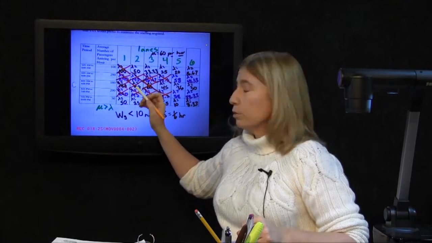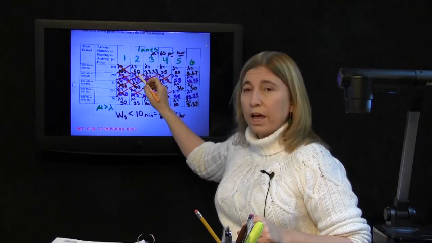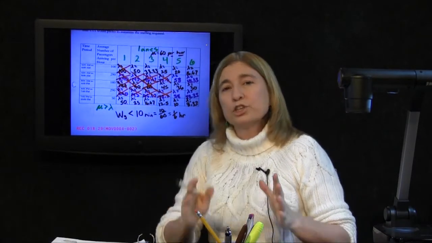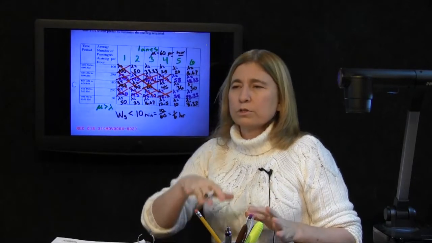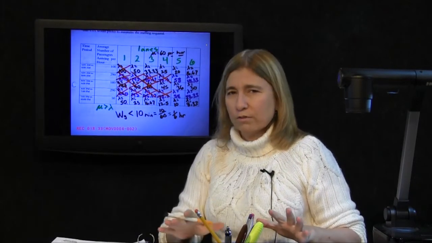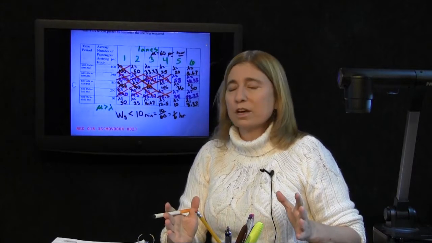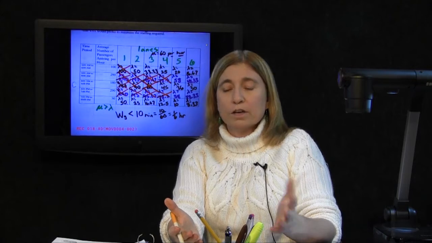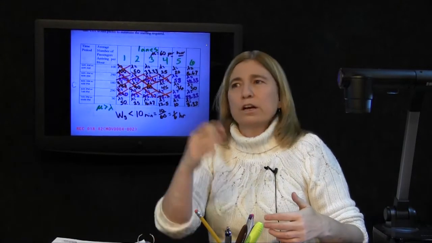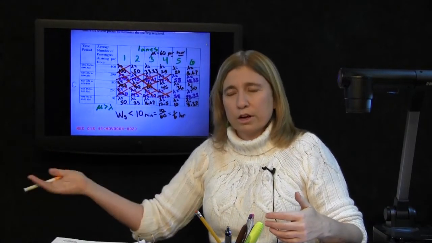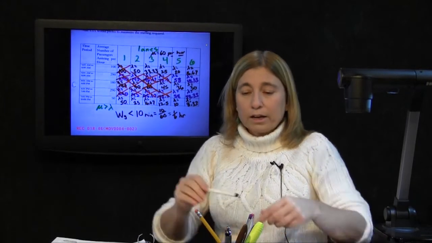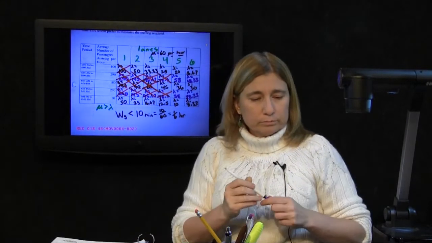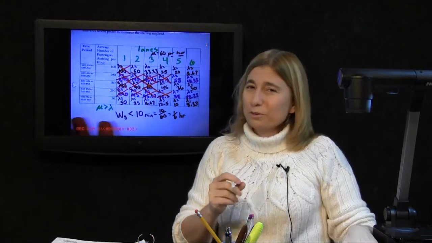But here's what you do. You start with the smallest number of lanes that's feasible, that will work, and check it. Compute W sub S, the average delay in the system, and if it's less than 10 minutes, that's the answer for that particular time interval. Perfect. You don't need to go any further. If it fails that, you have to keep checking the next number and then the next number and the next number.